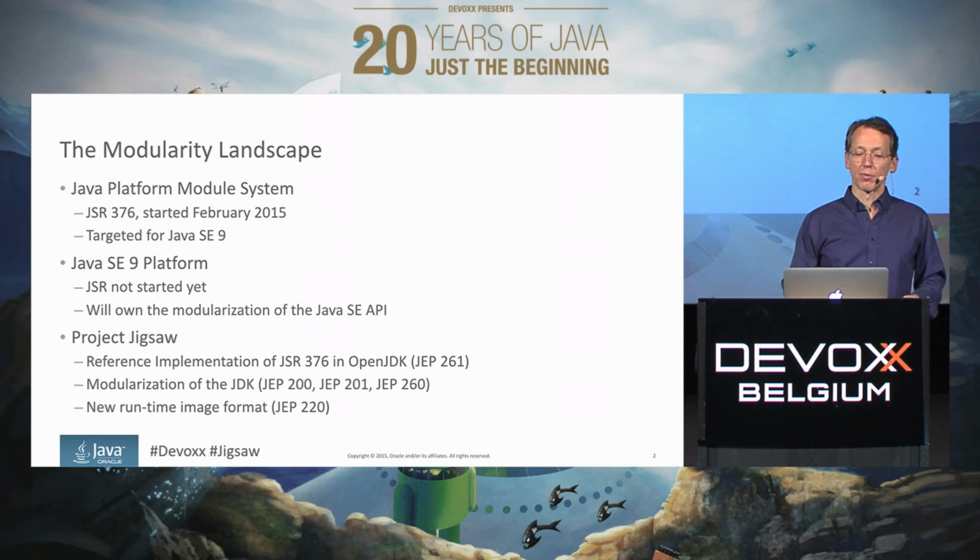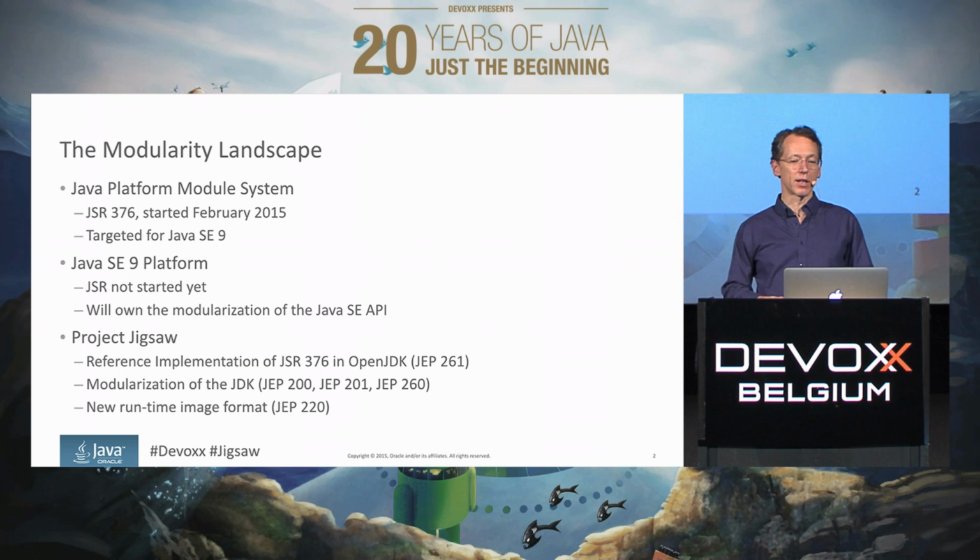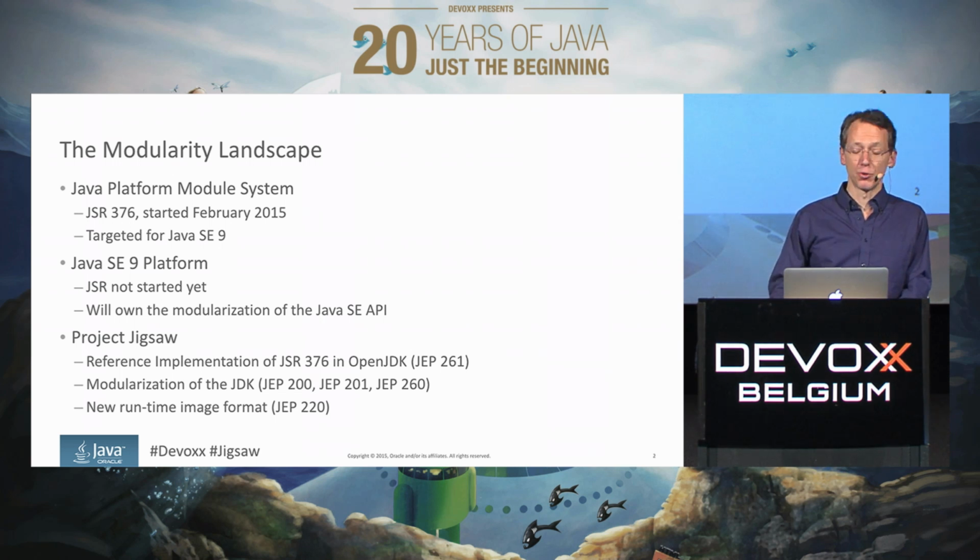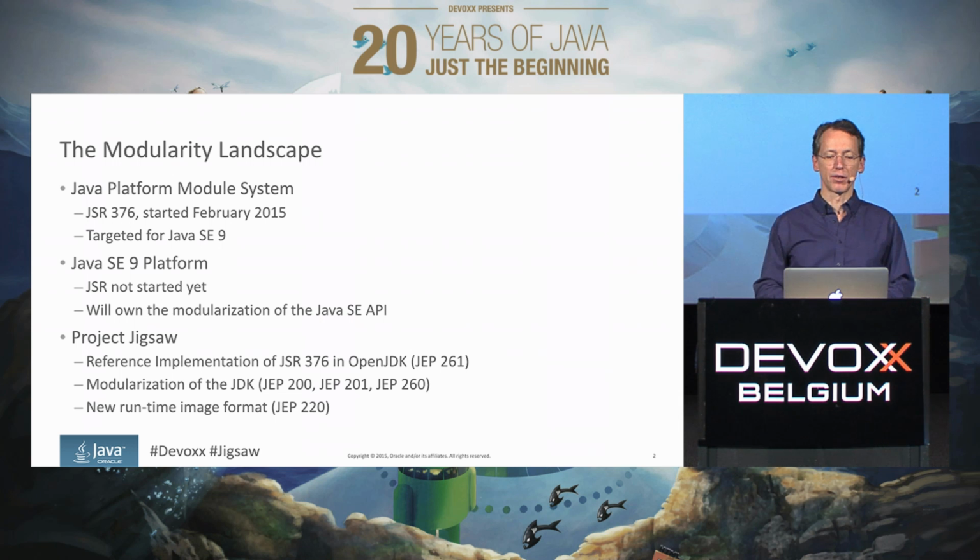Project Jigsaw also replaces rt.jar and tools.jar with a new runtime image and directory layout. That's JEP 220. This will help modularity in the long term, but it's not directly related to the module system. It's an implementation change specific to the JDK.